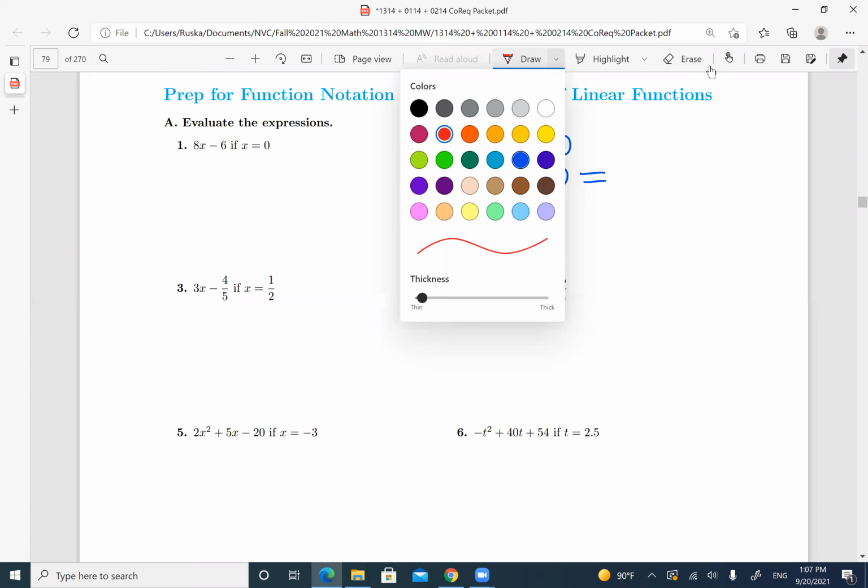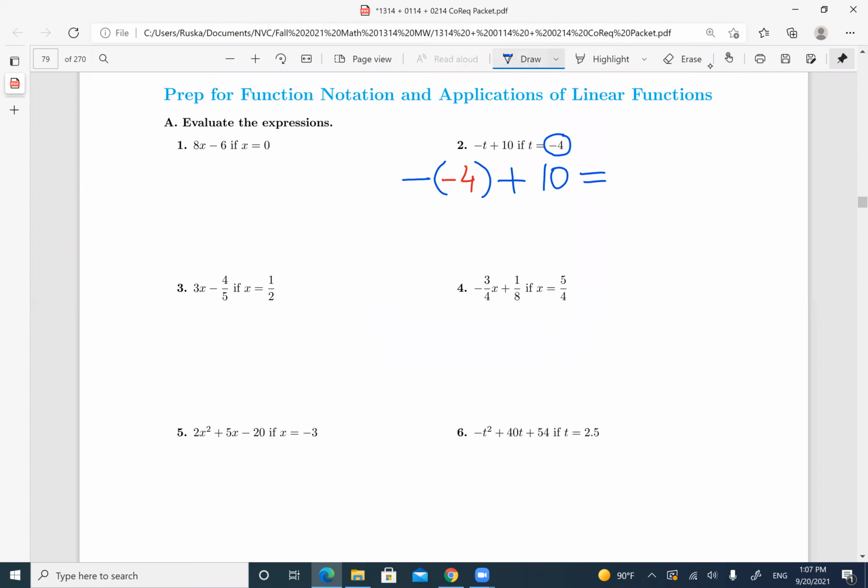How do you simplify? We're going to follow the order of operations. So negative and negative, 2 negatives next to each other, give me +4, and then plus 10. When I add just these 2 numbers, it gives me the answer. It's 14. Okay? Everybody understand that? Yes, ma'am.